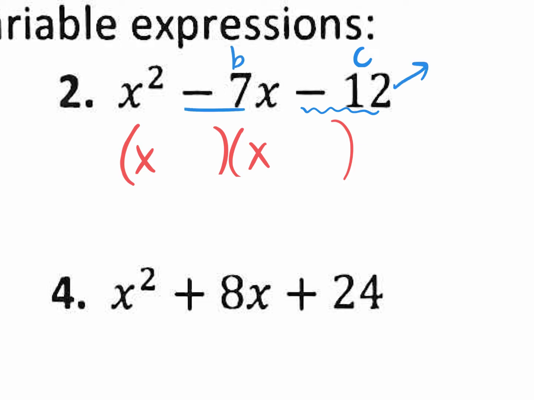I always say make a list. Negative 1 times 12, negative 2 times 6, negative 3 times 4, and that's about it. All the possible ways of multiplying two numbers together to give you the c value, negative 12. Now, which pair of numbers combines together to give you the middle value, negative 7?